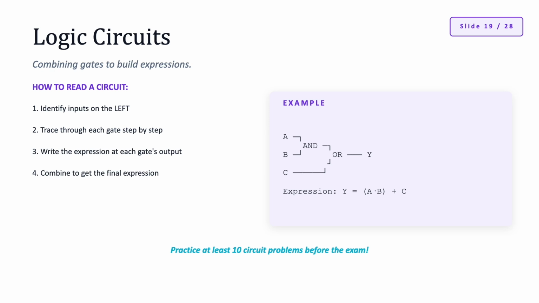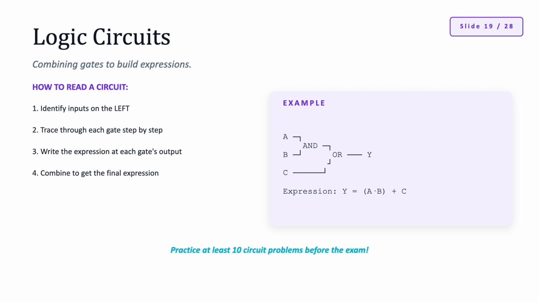A logic circuit is a combination of multiple gates connected together to perform a specific function. To read a circuit, identify the inputs on the left, trace through each gate, and calculate the output step by step. For example, if you have A and B going into an AND gate and the result goes into an OR gate with the input C, the expression is A into B plus C.